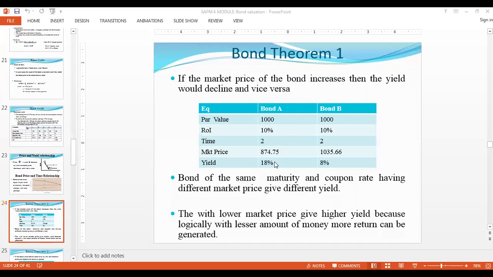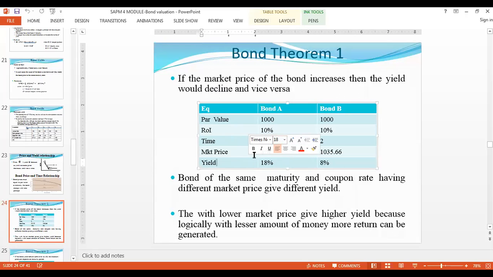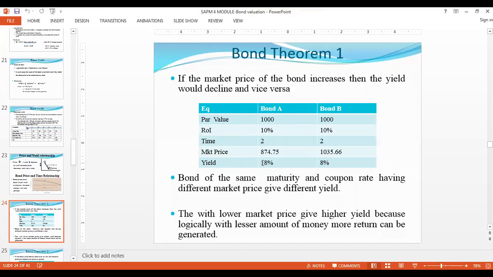So what it means, when the yield increases, the price has to decrease. Just look at this. Here your coupon rate is 10%. So from 10%, it has gone to 18%, right? And because of this, what has happened? The price has gone down, right? From 1000 rupees face value, the price has gone to 874.